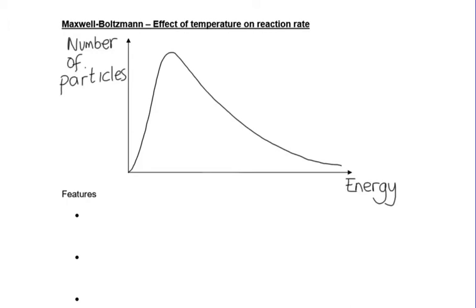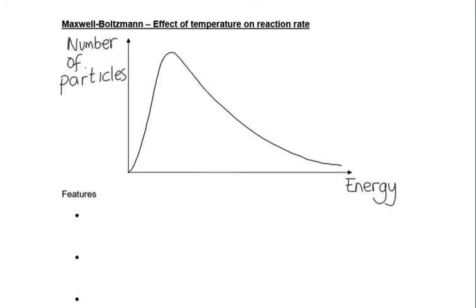Does your curve start at the origin? Does it never rejoin the x-axis? Is the peak to the left? Because not many particles have a high energy, the energy of the most particles is quite a low energy. So that's our original curve.